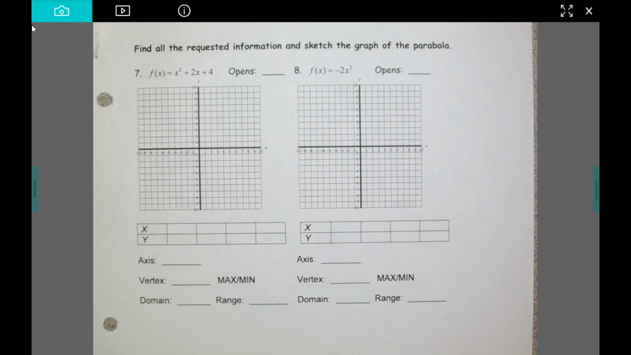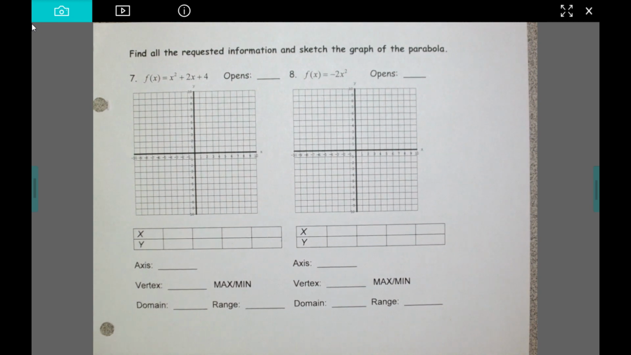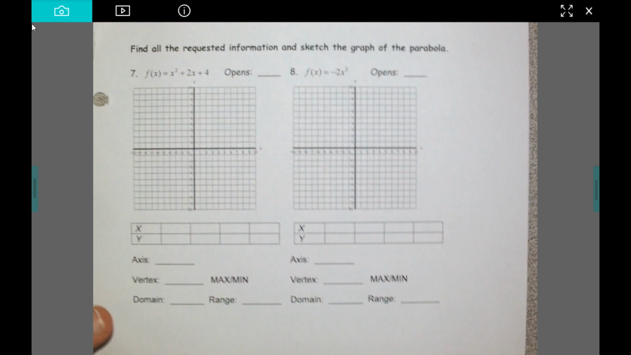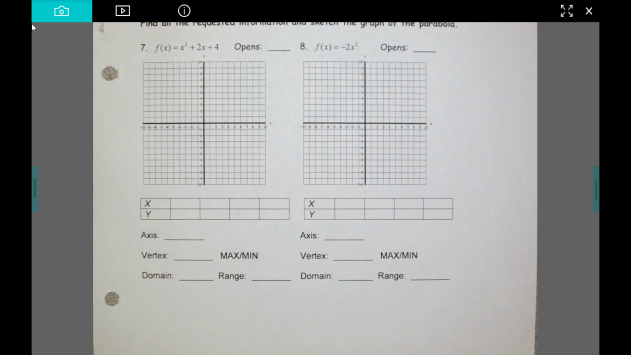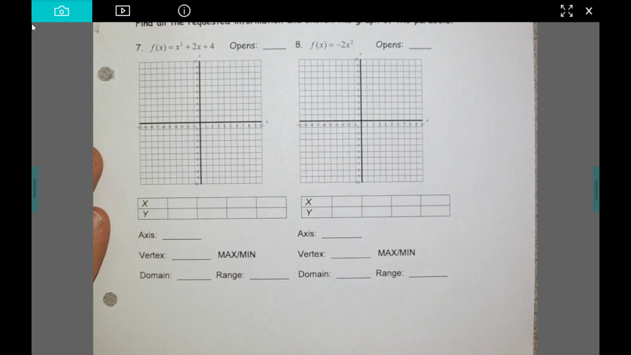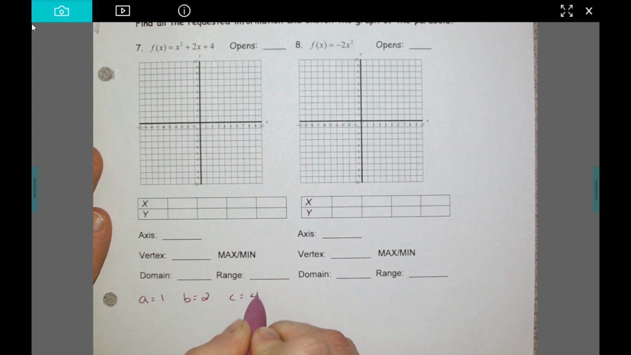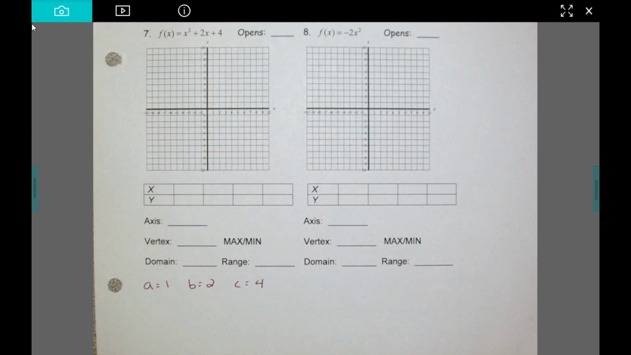Okay, so today we're going to continue our work with quadratics: max, min, vertex, domain, range. But we're going to take it a step further and actually get some good points with this function. So looking at number 7, we're going to go ahead and find a, b, and c first. For number 7, I'm going to do all my work down here. We get a equals 1, b is going to be 2, c equals 4. Then we're going to start knocking stuff off.